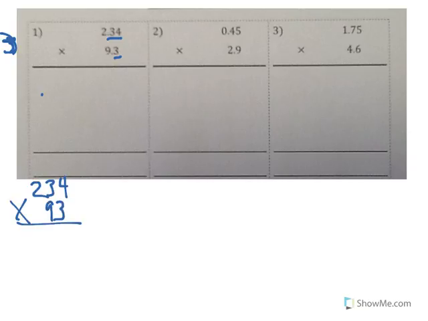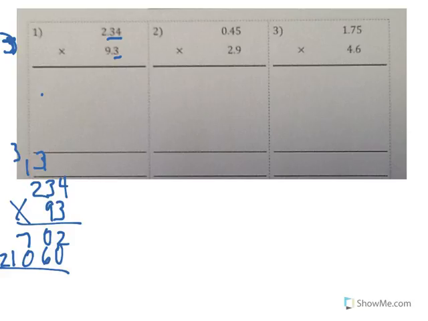3 times 4, that's 12. 3 times 3, that's 9, plus 1 more, that's 10, so I have it like that. 3 times 2, that's 6, plus 1 more, so 702. Now I add the 0 because I'm multiplying by 90. So 9 times 4 is going to be 36. 9 times 3 is 27, plus 3 more is going to be 30. 9 times 2, 18, plus 3 more is going to be 21.